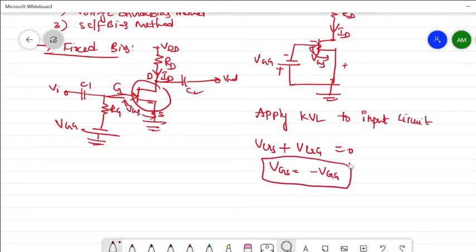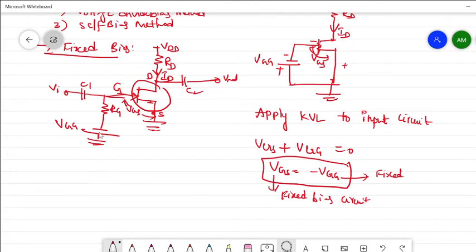From this equation we can say that VGG is a fixed value. Since VGG is fixed, VGS is also fixed in magnitude. Due to this, the circuit is called a fixed bias circuit, because the input VGS value is fixed. This is the input voltage VGS.